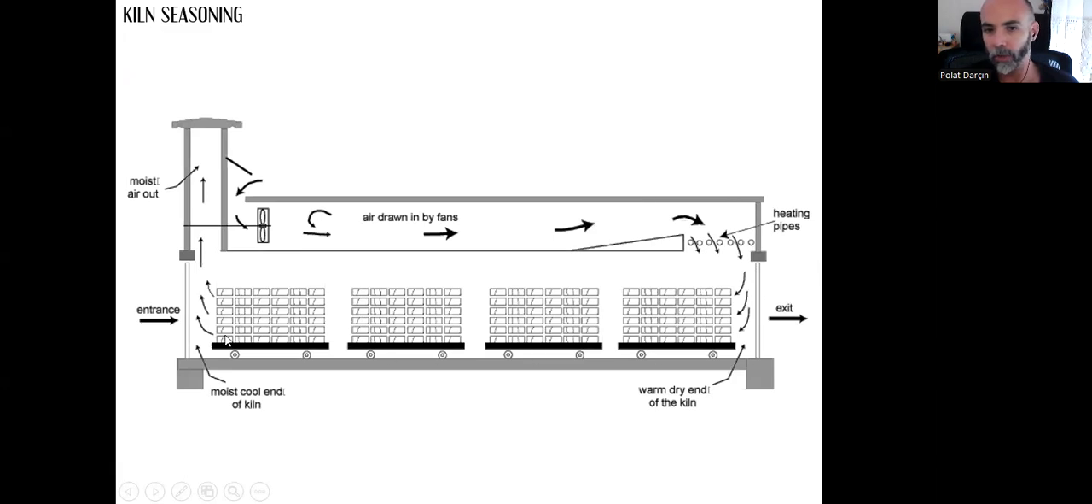But the better way is doing the seasoning artificially in a kiln. Here you can see a very large chamber, and it's sealed. And there is this hot and dry air circulated in between these pieces, so we can easily control the moisture level.